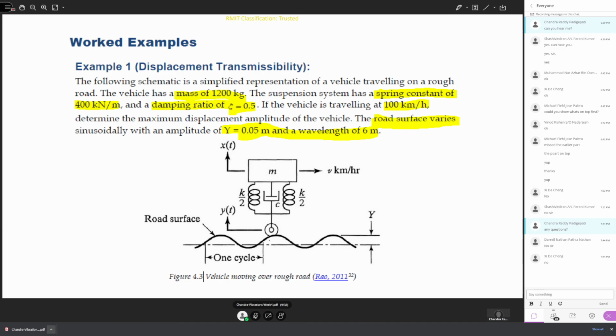So let us go through this example. This is again from your learning materials. We are looking at displacement transmissibility. The following schematic is a simplified representation of a vehicle traveling on a rough road. Here the base vibration is coming due to the undulatory movement of the road surface. The road surface is not smooth, as you can see here. The road surface has undulations, meaning the amplitude varies in a harmonic way.